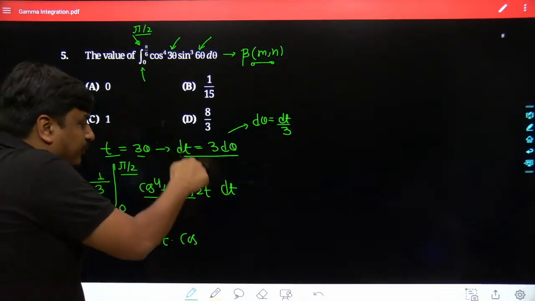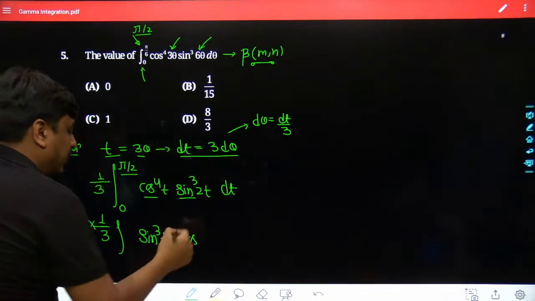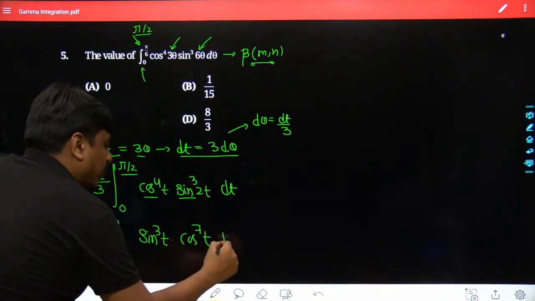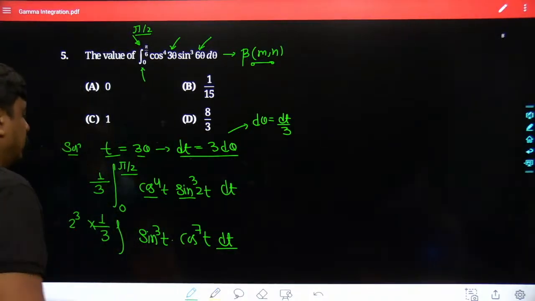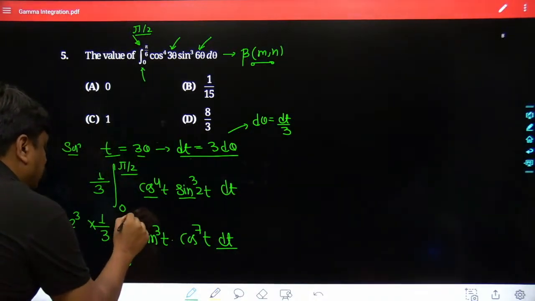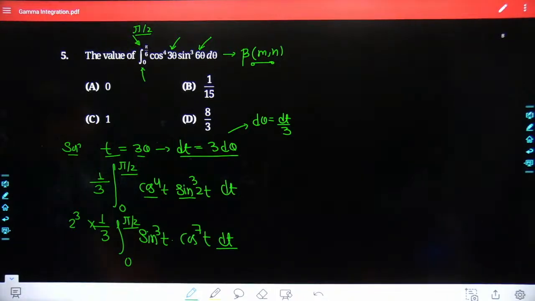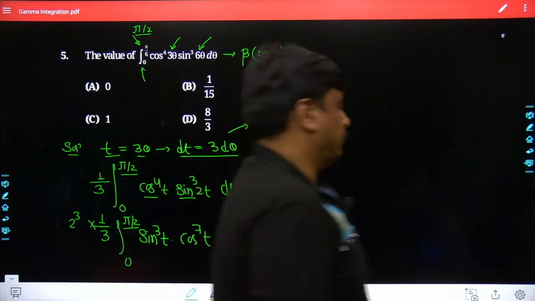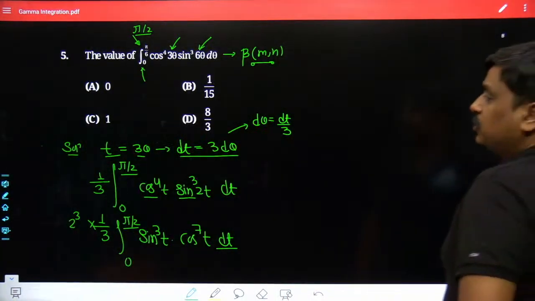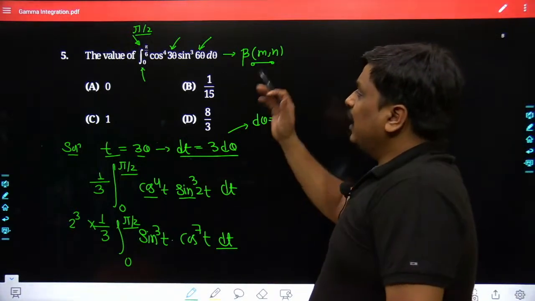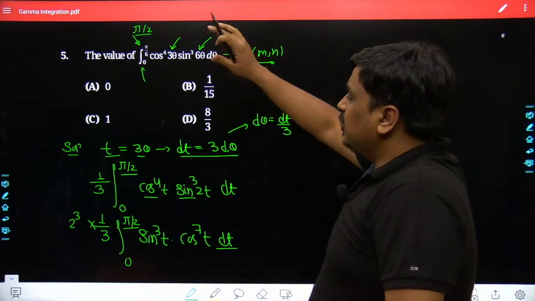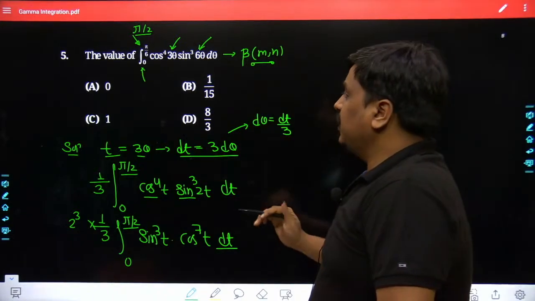So cos to the power of 3t into cos to the power of 4t, here it would become cos to the power of 7t dt, and the integration has been taken place from 0 to pi by 2. Could you understand what exactly I wanted to say over here? At the very beginning, I wanted to change the limit into the standard form of the beta integration.